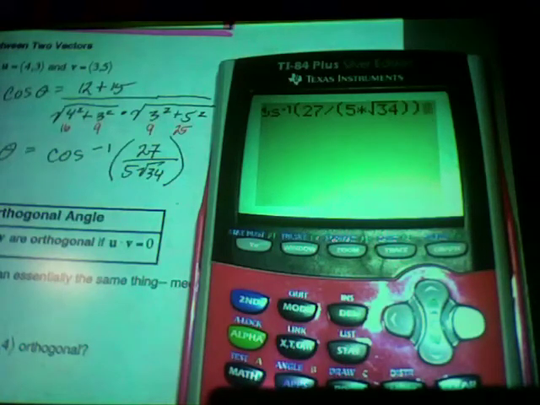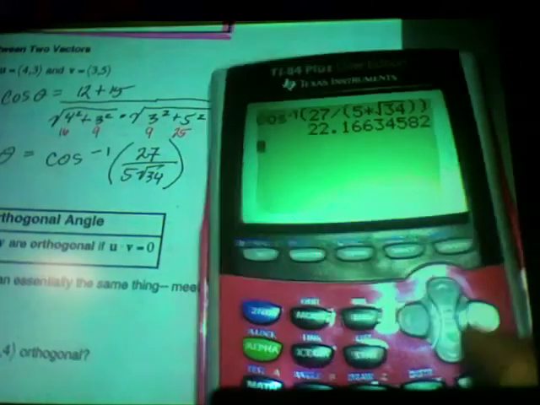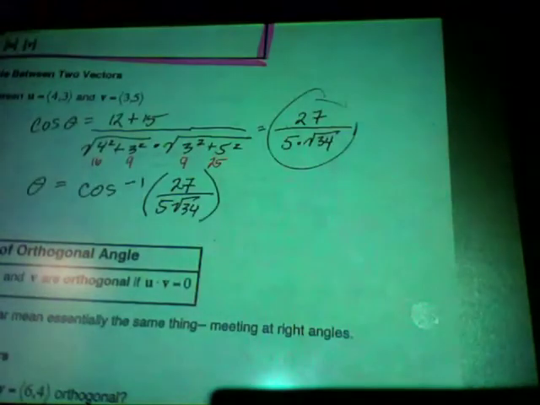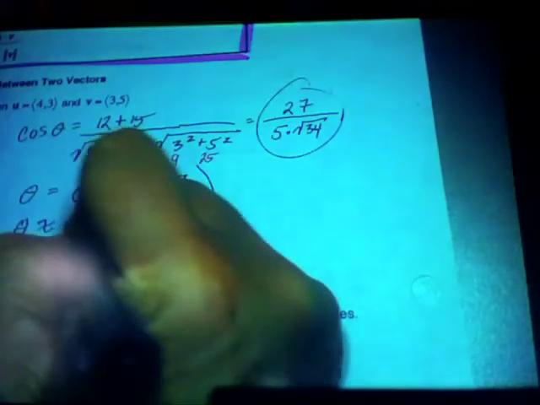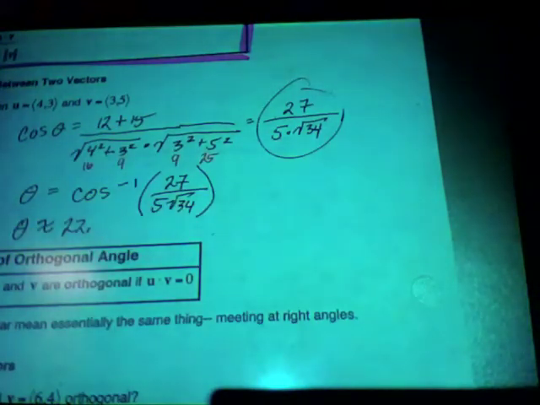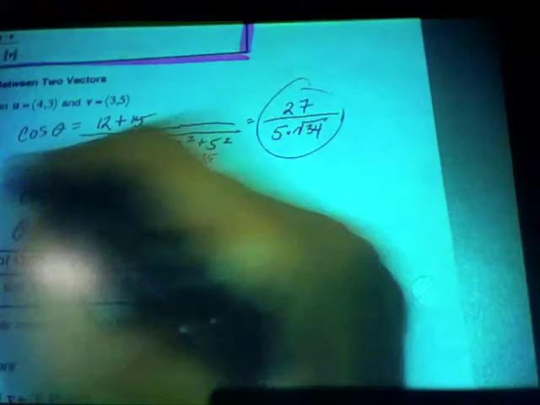And then I can hit enter. Does that seem like a reasonable answer? Yep. So that must mean that theta is approximately equal to 22.2 or 22.17. It didn't say how far out to go, so I'm going to go out to 2 decimal places.